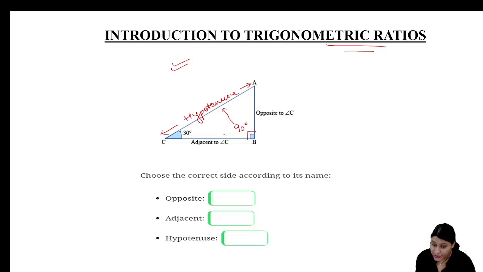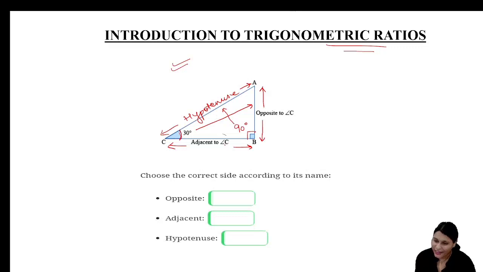So here if we consider angle C, that is 30 degrees, we can see that angle C is touching two sides, AC and BC. Apart from the hypotenuse, angle C is touching BC. So this side will be called adjacent to angle C. Now the side which is opposite to angle C is side AB. So the side AB will be called opposite to angle C.